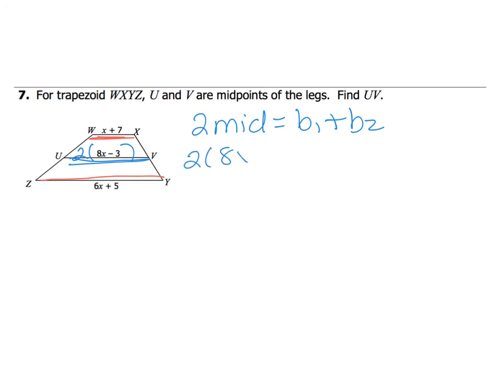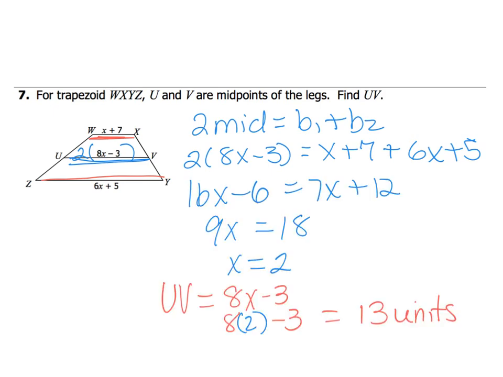2 times 8x minus 3 is equal to my base, x plus 7, plus my other base, which is 6x plus 5. Go ahead and do the algebra and see what your final answer is. Here we go. We combine like terms, and then we have 16x minus 6 equals 7x plus 12. We move our x's. We get 9x is equal to 18 and x is equal to 2.